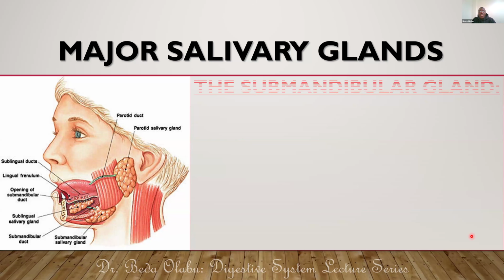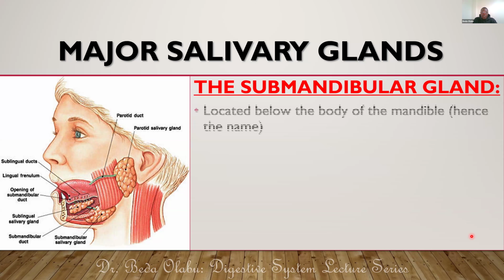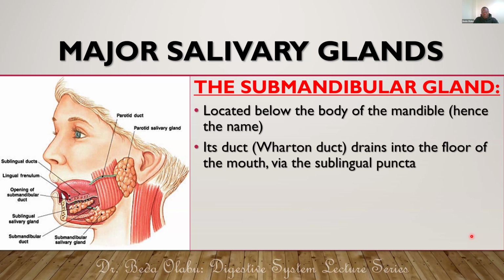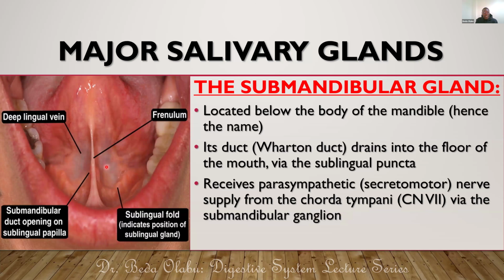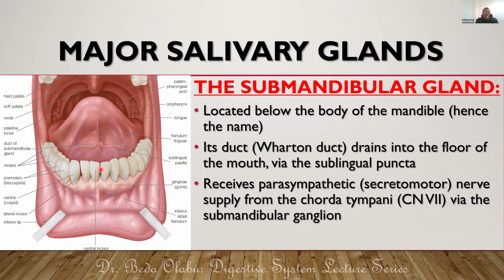Submandibular will be expected then to be a mixed gland. Located below the mandible, the duct of submandibular gland is called the Wharton's duct, which drains in the floor of the mouth via the sublingual caruncle. Remember, the innervation of submandibular is similar to the innervation of sublingual gland, and this is the point of opening into the floor of the mouth. That's where it opens. Or in this image, this is the duct of the submandibular gland opening.